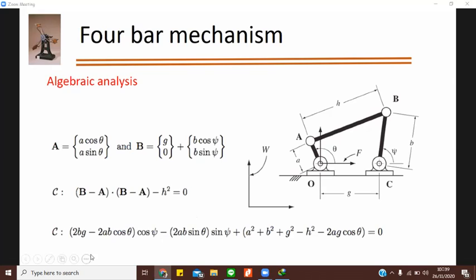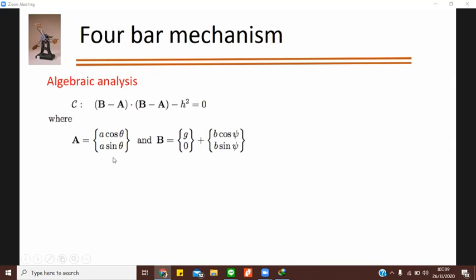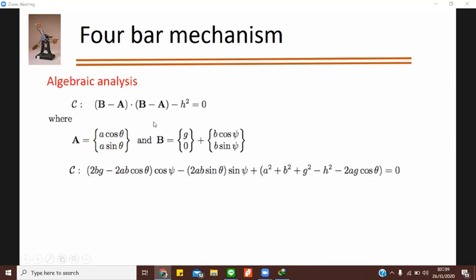So what will that be? Basically you just have to expand it in terms of your trigonometric functions. You just have to enter all the values in terms of A, B, G and H, and in terms of cos psi, sin psi and theta. All these things you will enter over here. And when you solve it, you will equate it to 0. So this is how you will do algebraic analysis.